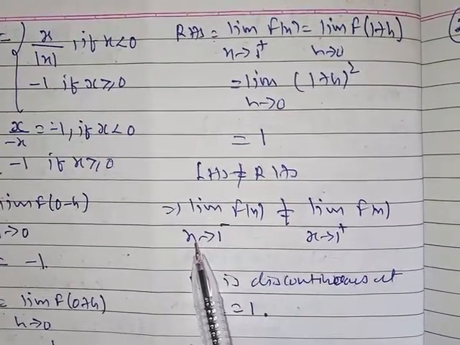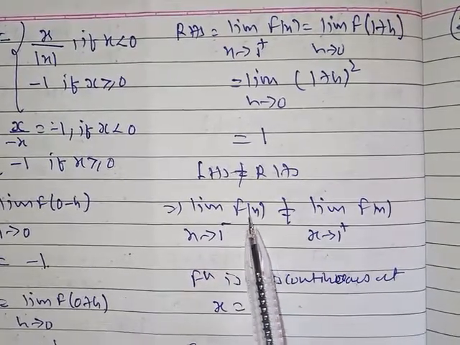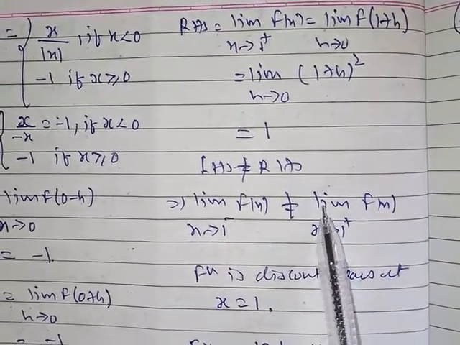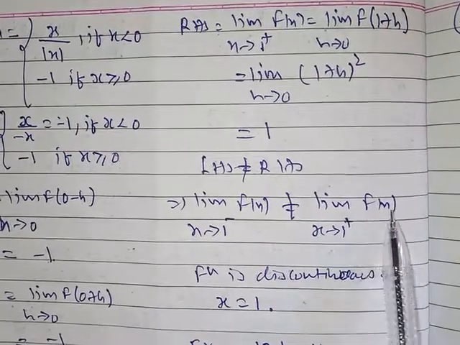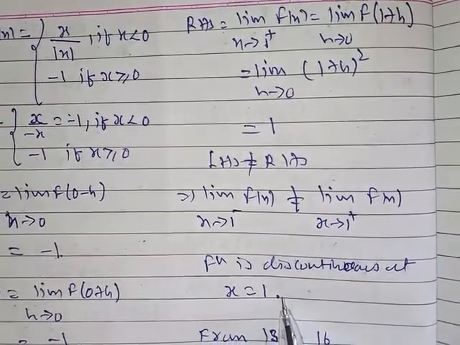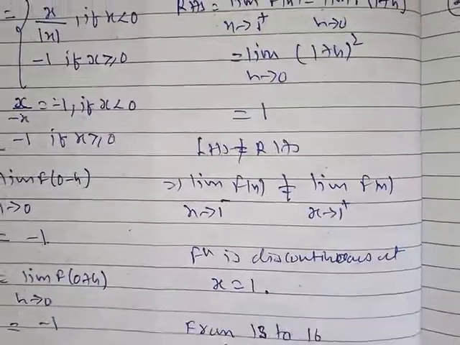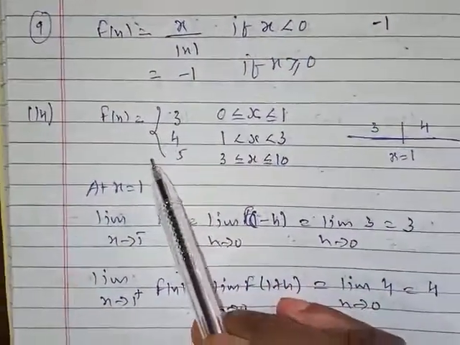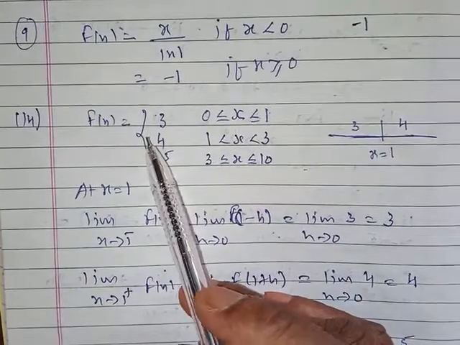So limit x tends to 1 minus of f(x) is not equal to limit x tends to 1 plus of f(x). Therefore the function is discontinuous at x equal to 1. Let's move on to the 14th question. Question 13 you can do yourself.